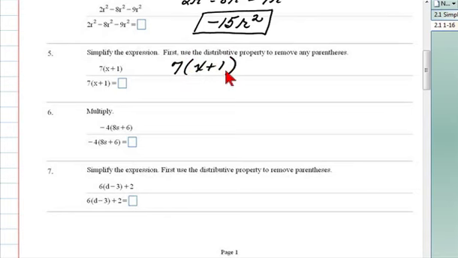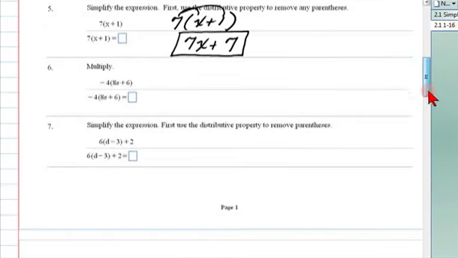To simplify it, I'm going to use the distributive property, multiplying, and I have to think about my multiplication rules. 7 times x gives me 7x, and 7 times 1 gives me 7. Are those like terms? No. One of them is an x term, one of them is a constant term, so I can't combine them any further.